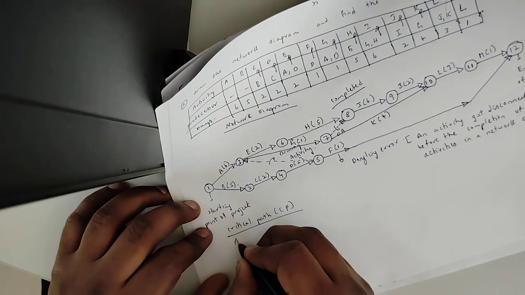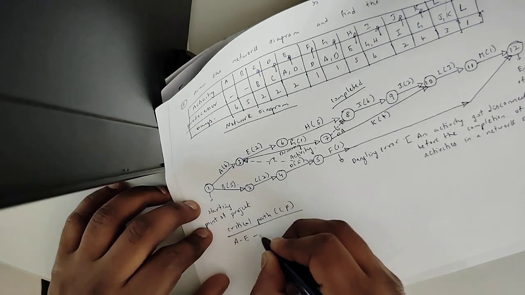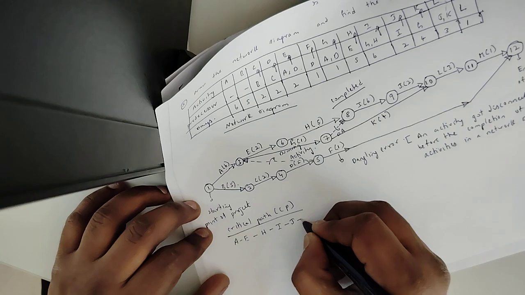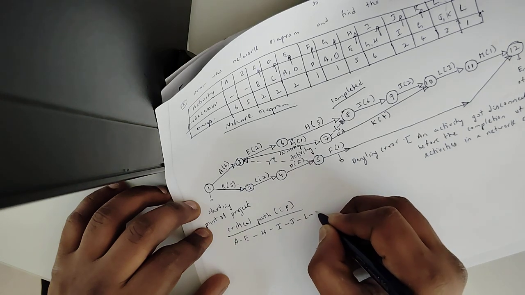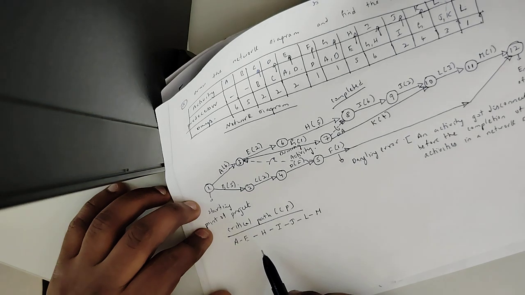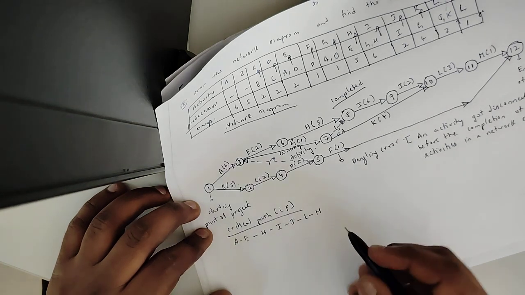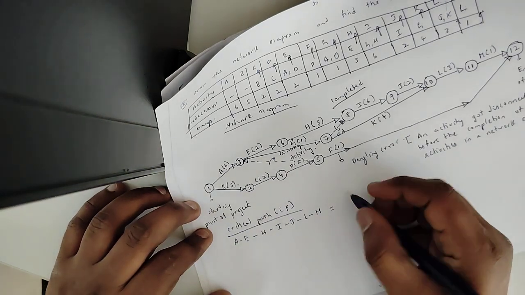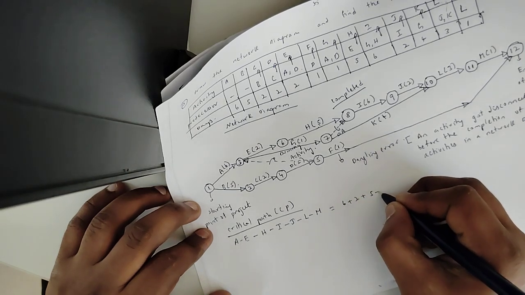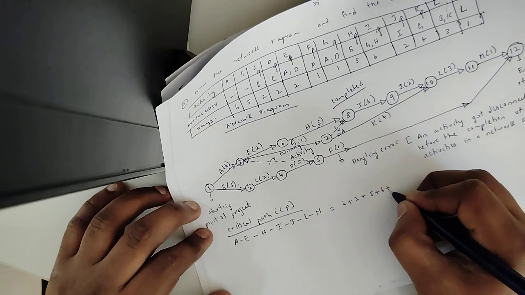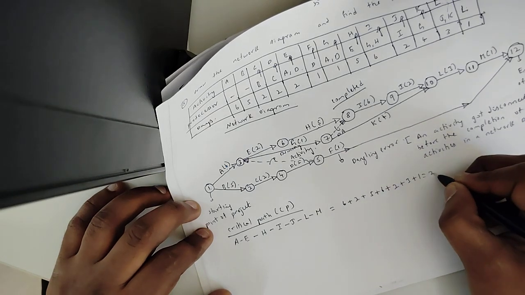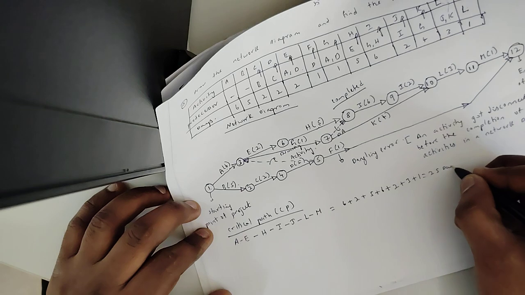A2, that is activity A to E, E to H, H to I, I to J, J to L, L to N. Is it fine? Okay, and if you add number of days, okay, it's coming as 6 plus 2 plus 5 plus 6, 6 plus 2 plus 3 plus 1, you get as 25 days.